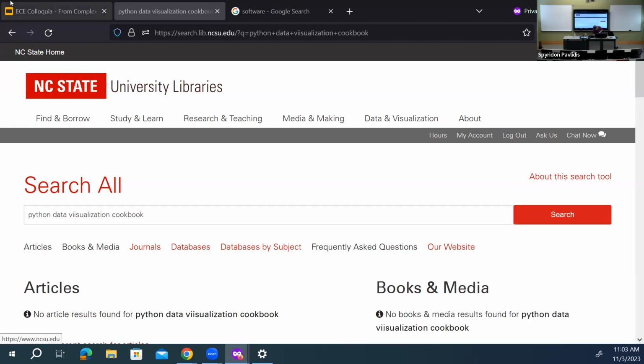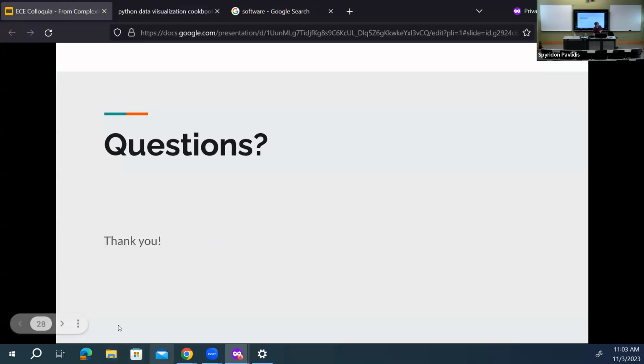Where is this mouse? There it is. Cool. All right. So that is all I have.